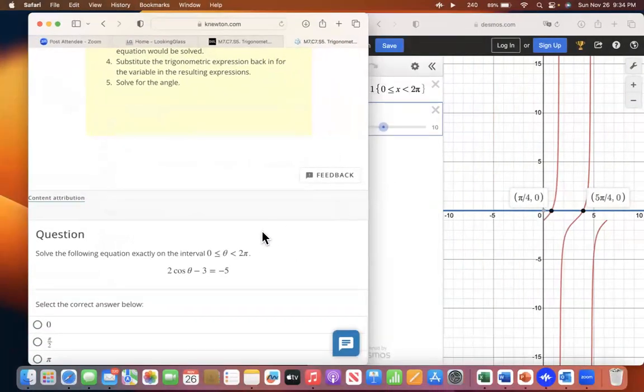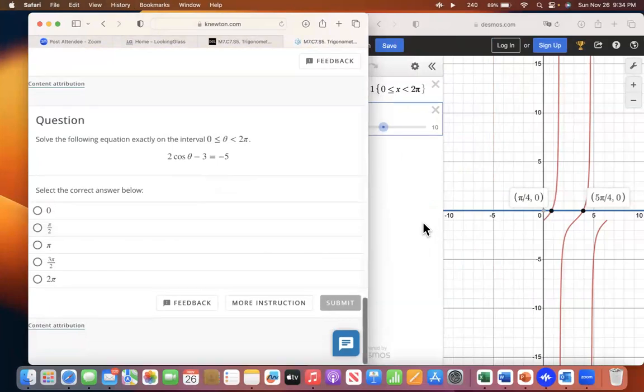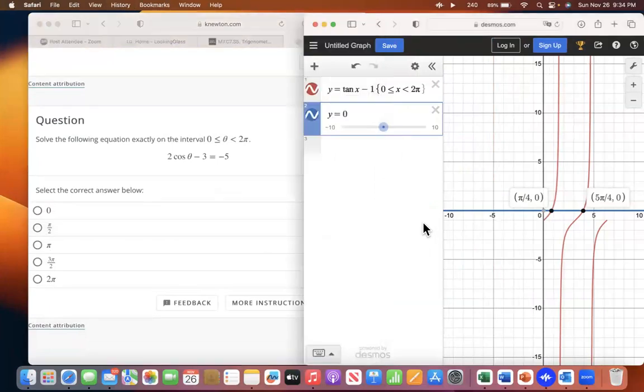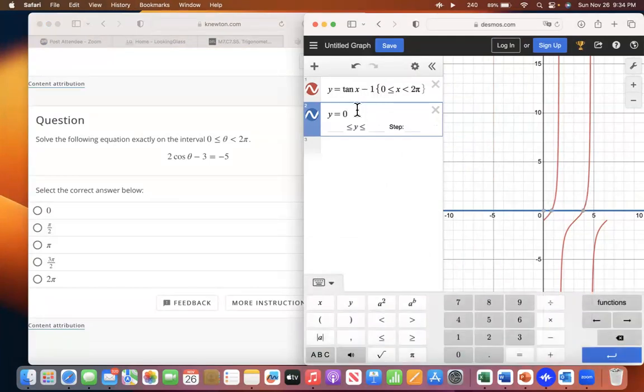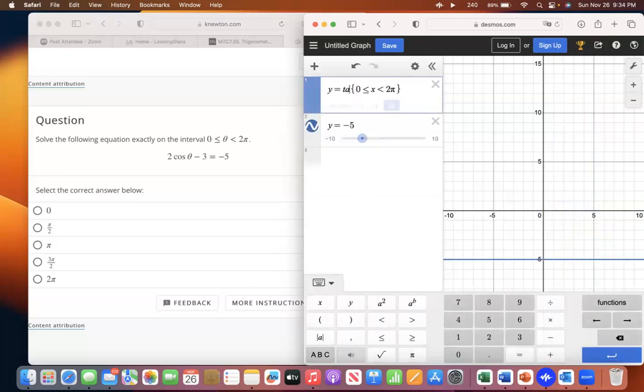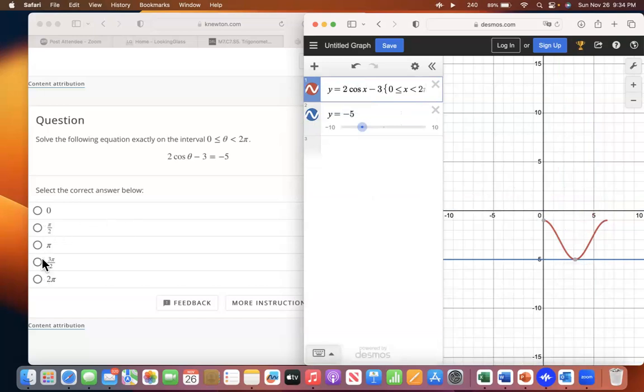This is the same way you're going to graph 2 cosine x minus 3, 0 to 2 pi. And then the y is just a -5. That's right. 2 cosine x minus 3. Oh, -3. Okay. That makes more sense. Yes. So just pi.